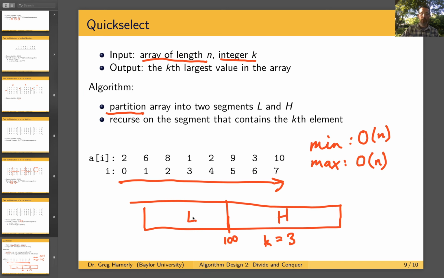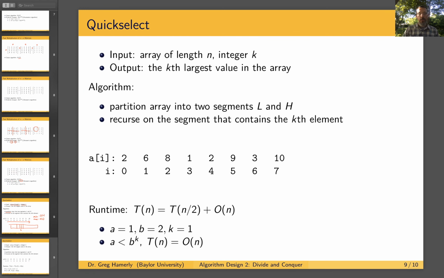Okay, and then if you're going to recurse on, say, the low region, then you might partition it again, and then maybe you recurse on this region, and this region, and so on, until you get to the k value that you're seeking. So the runtime for this is as follows. T of n equals T of n over 2 plus order n.